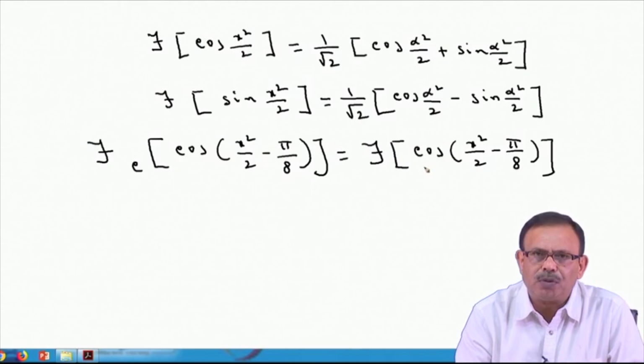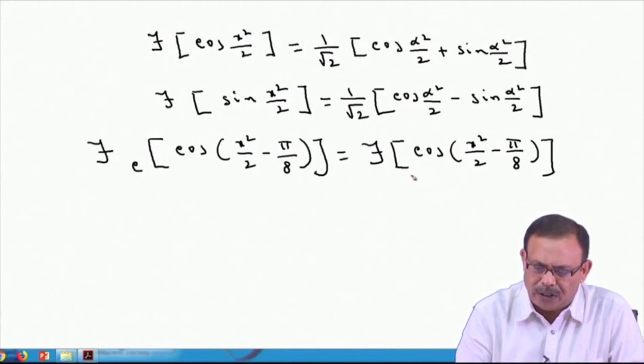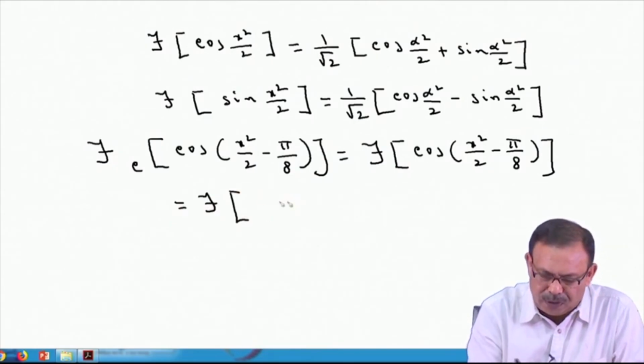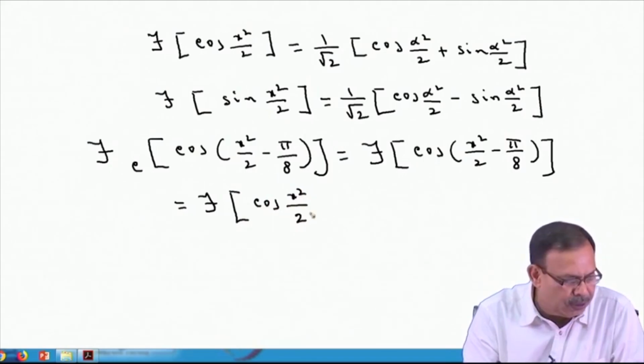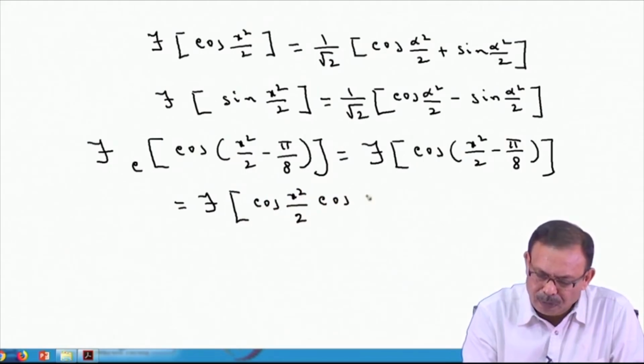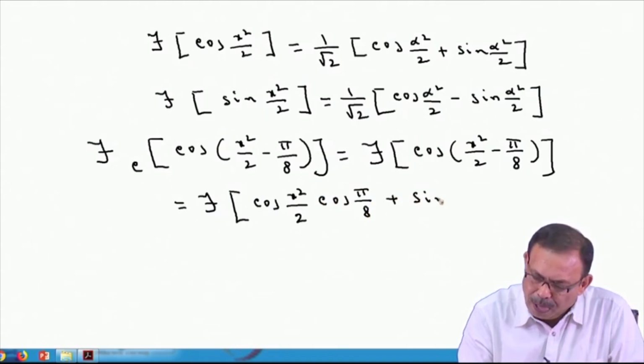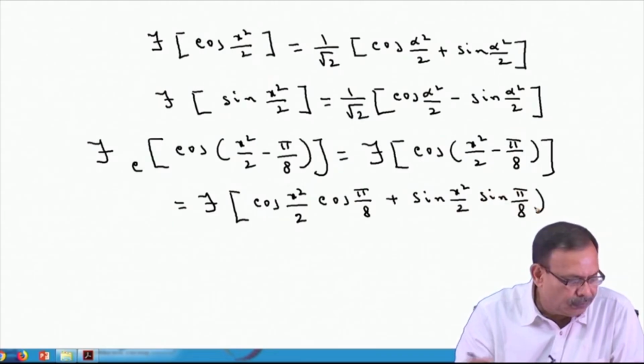So, please note this one, since the Fourier transform and the Fourier cosine transform of a function is same, using that property we can write down this. And once we are getting this cos term we can break it: cos of x square by 2 into cos of pi by 8 plus sine of x square by 2 into sine pi by 8 we can write down.